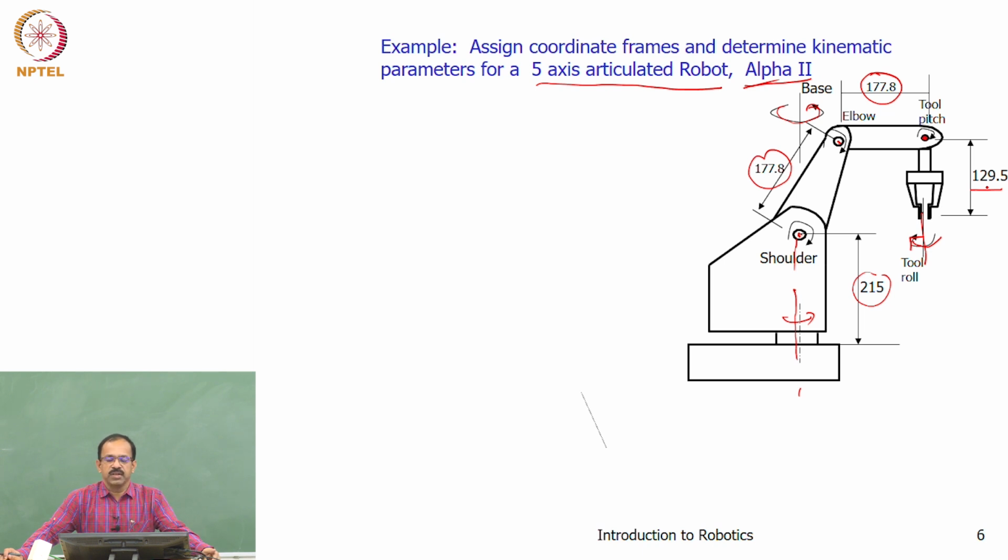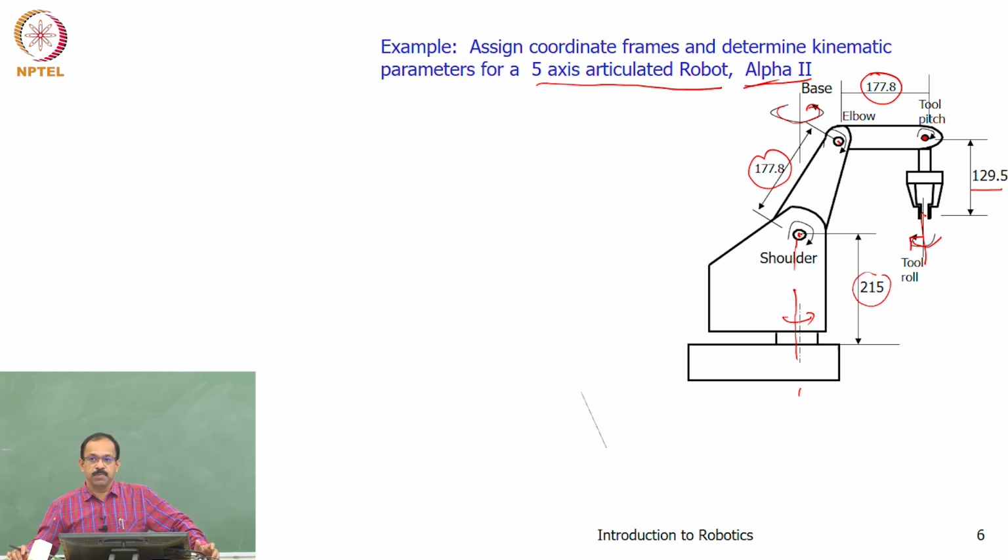Now, we need to find out what the DH parameters are. If I want to know the tip position of this tool tip with respect to the base for any value of these joint angles, I need to find a relationship. And that relationship can be developed only through DH parameters. So, we will try to find out how to get the DH parameters for this robot.